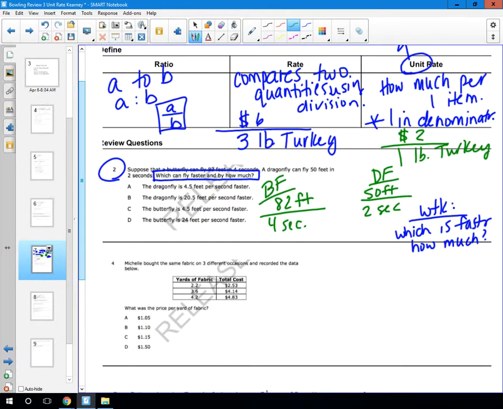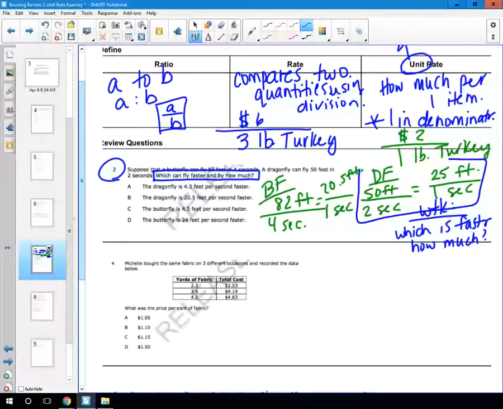So to really accurately compare two things, you always want to find the unit rate. So figure out how fast are these flying per 1 second, okay? So if I divide the butterfly, how fast per 1 second, if I divide 82 divided by 4, I would get 20.5 feet per second. The dragonfly, if I want to know how fast it's going per second, if I divide 50 divided by 2, the dragonfly is going 25 feet per second. So in 1 second, who's able to cover more ground? Who's able to go further? The dragonfly.